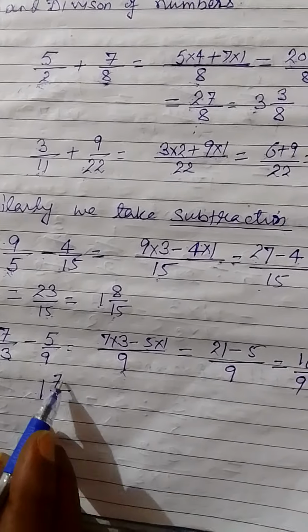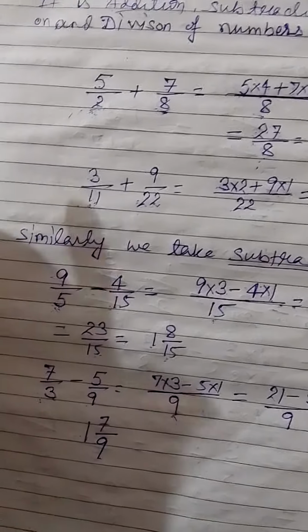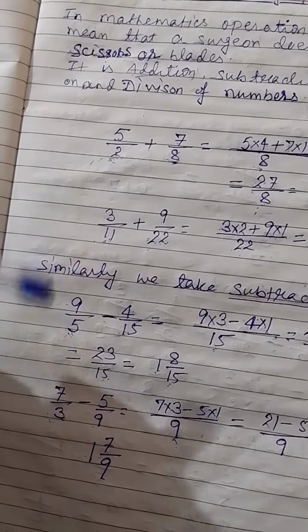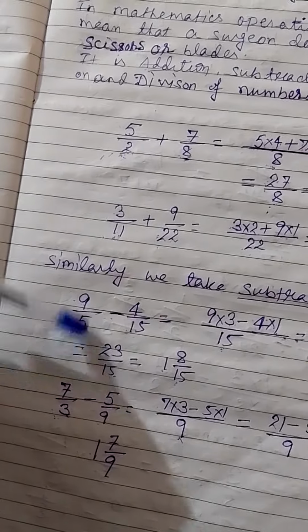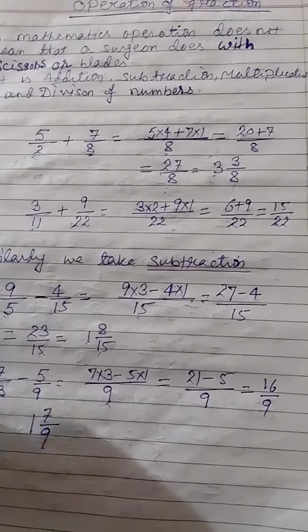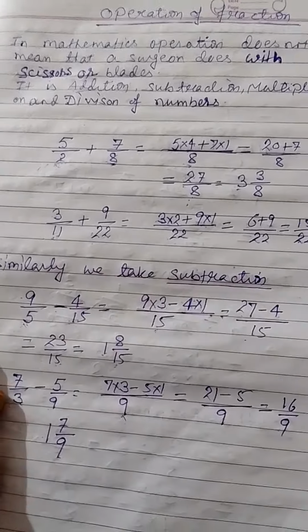So 7 by 9 is the answer. We have seen that in both cases, addition and subtraction, we apply the same method, only instead of the plus sign, the minus sign is here. So in this case we will add, and in this case we will subtract. This is the only difference, and I hope you have understood it.